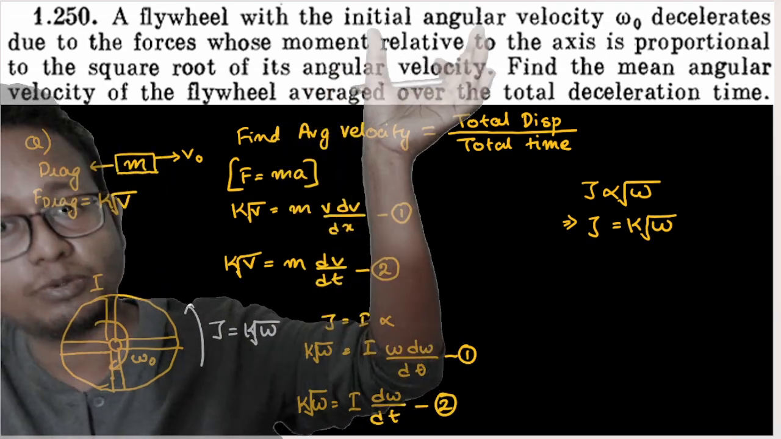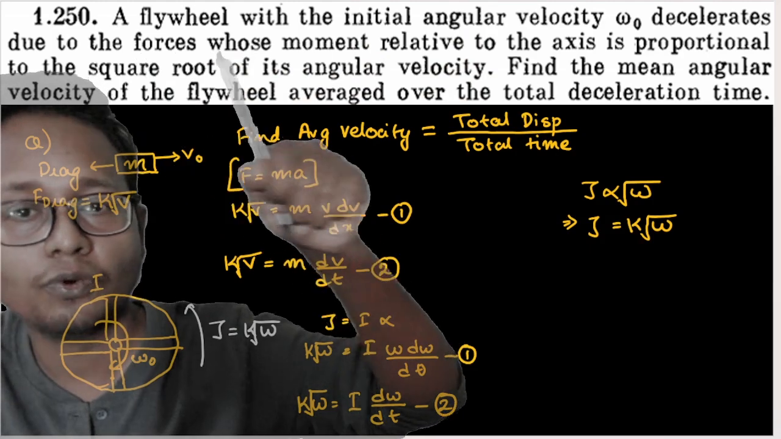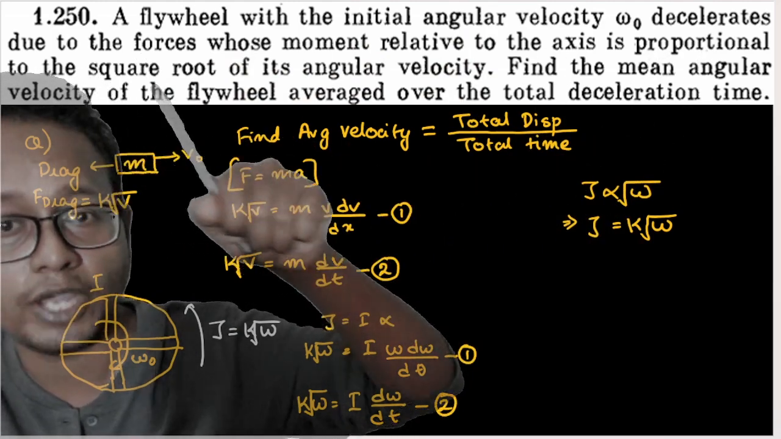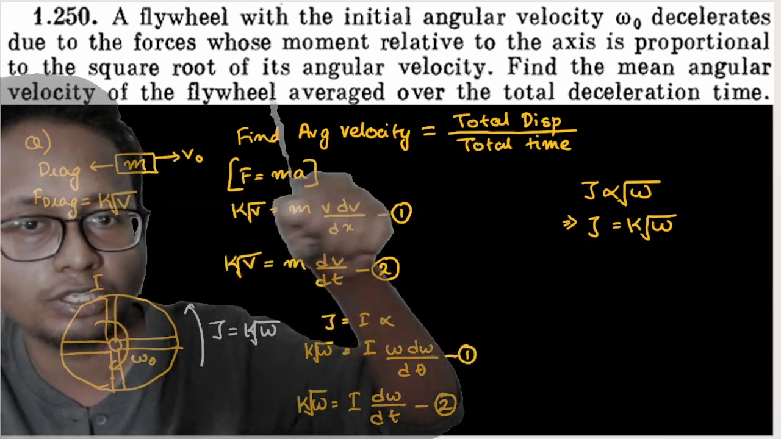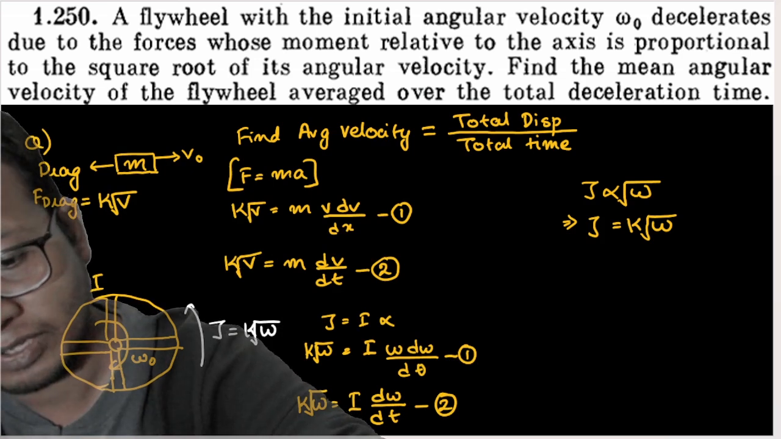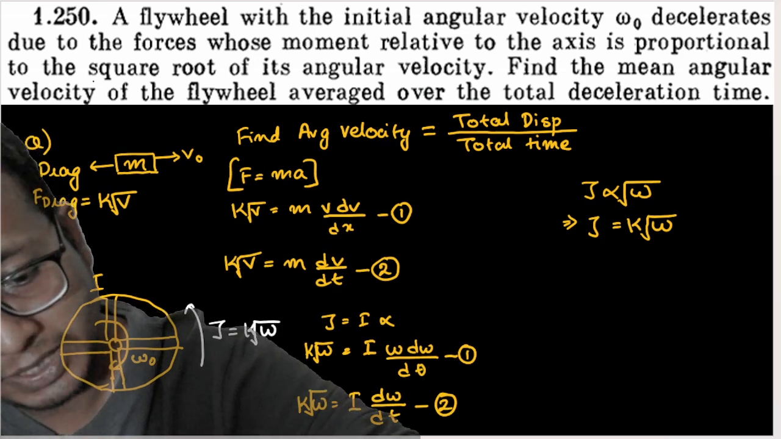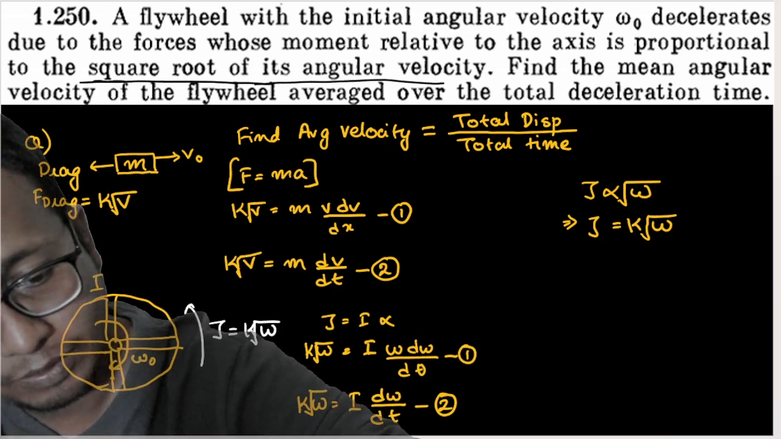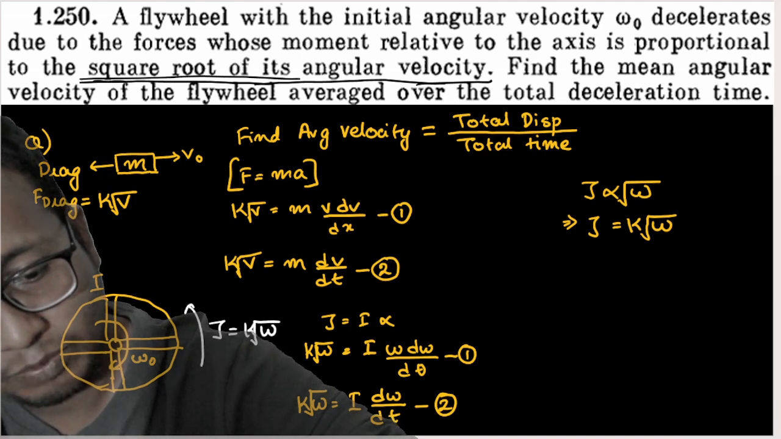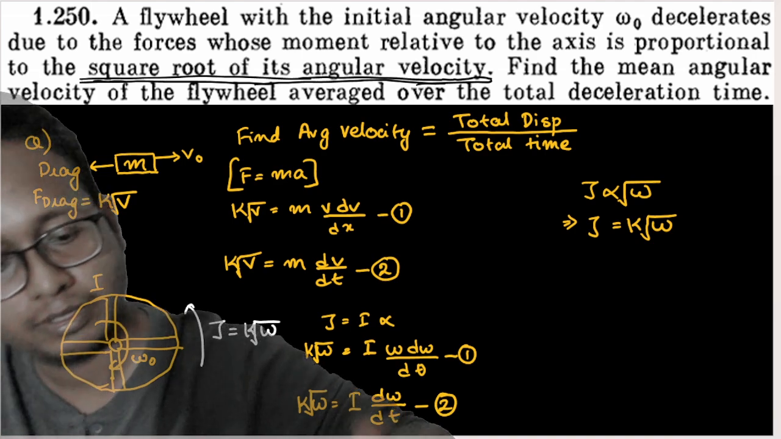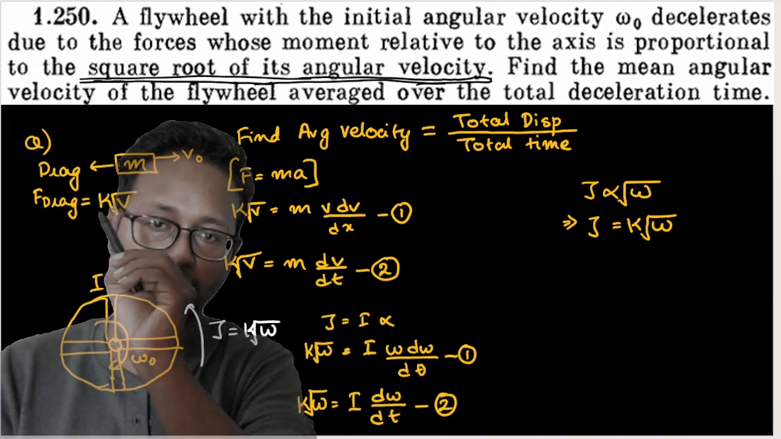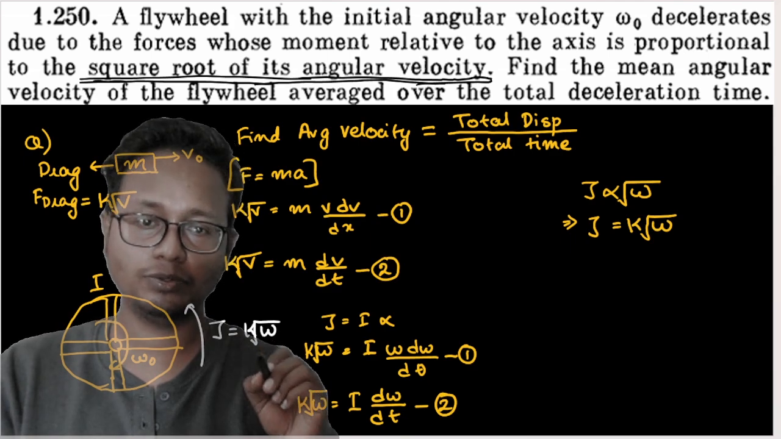The mistake made here is that I did not read the question properly. The force whose moment relative to the axis is proportional to the square root of its angular velocity. It is not directly proportional to the angular velocity, but to the square root of angular velocity. This statement was my mistake; I haven't seen this square root in the question. So replace that one. Torque is equal to K into root omega.